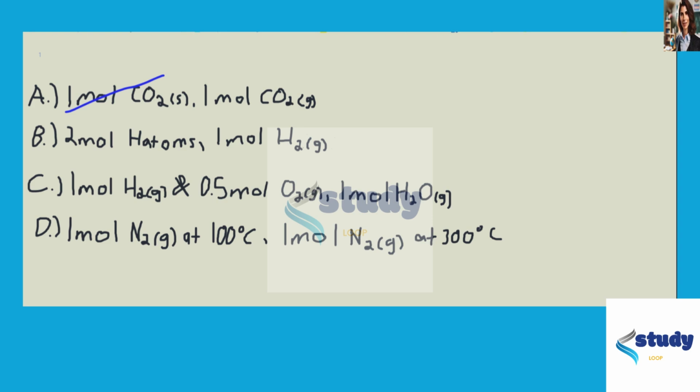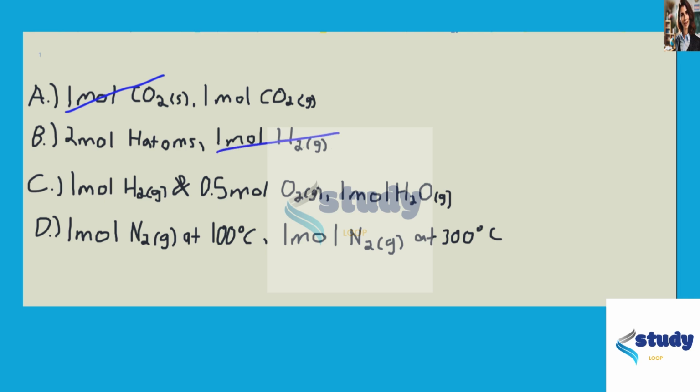Now for B, you have 2 hydrogen atoms and 1 mole of H2 gas. Since you have to input energy to break H2 and form hydrogen atoms, the H atoms are going to be less stable, and you're going to have them producing a higher enthalpy than H2.